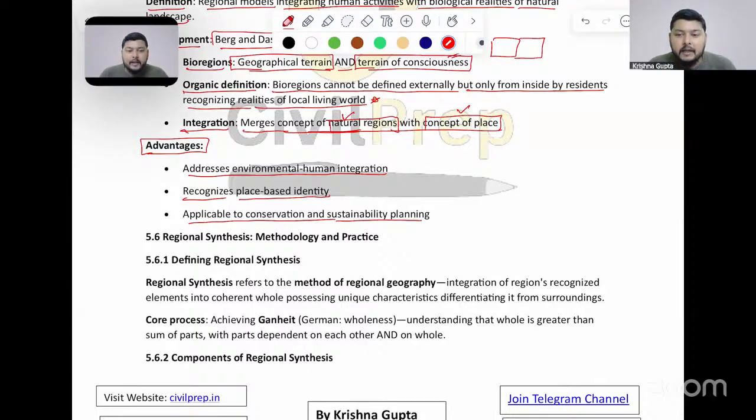The PDF I am taking up right now will be uploaded to lecture 3 for areal differentiation and the regional synthesis. Don't worry about it. If there is no doubt or query, I can move forward. I'll begin with the regional synthesis.